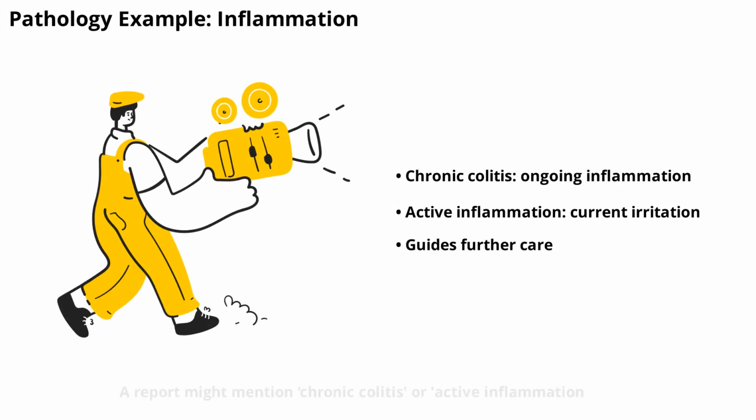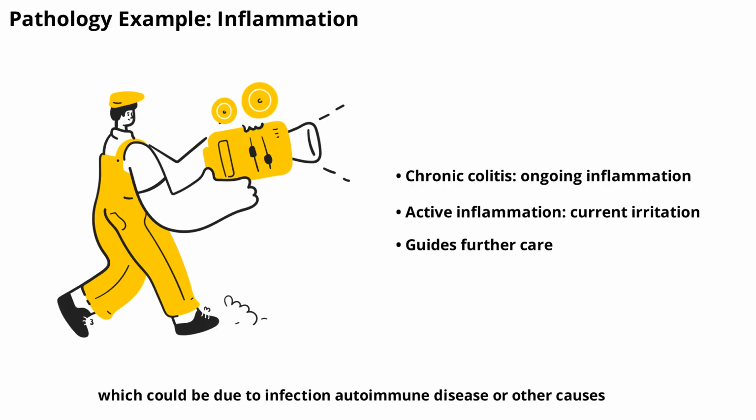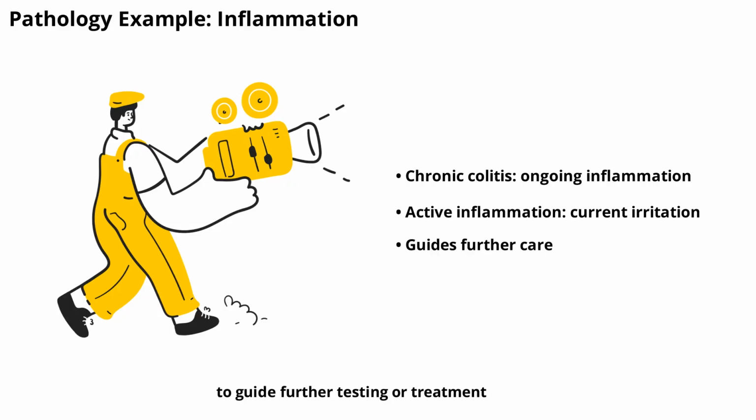A report might mention chronic colitis or active inflammation. This means the colon lining is irritated or inflamed, which could be due to infection, autoimmune disease, or other causes. Your doctor will use this information to guide further testing or treatment.